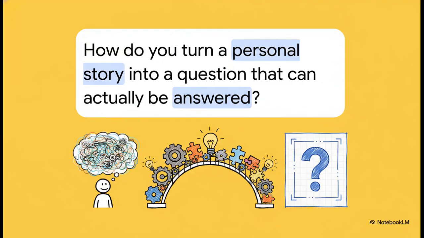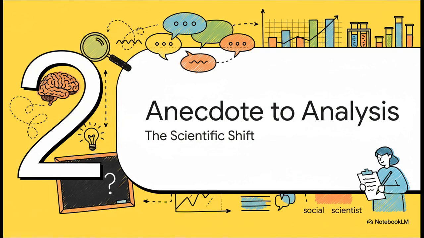And that right there is the central challenge, isn't it? It's one thing to say, ugh, my family is so weird about money, but it's a completely different thing to frame that feeling in a way that you could actually study and measure and understand. This is the big leap from just an anecdote to real analysis. So how do we make that leap? Let's take a look at how a social scientist is actually trained to make this crucial shift in their thinking.